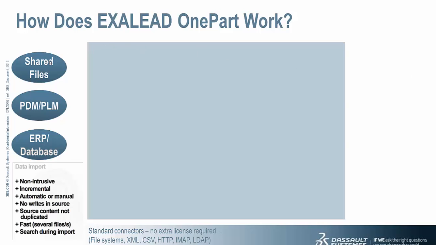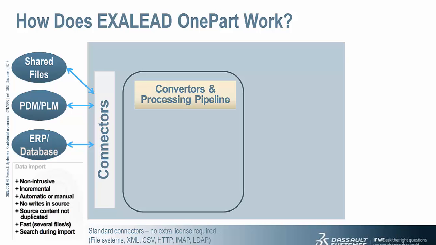Well, you've got content that's stored in various locations: shared files, maybe SharePoint, your PDM or PLM environments, ERP, or databases. We connect to the data through what we call connectors. Each one is specific to the type of source of record or the data that you store. That then streams that information through our converter or processing pipeline.